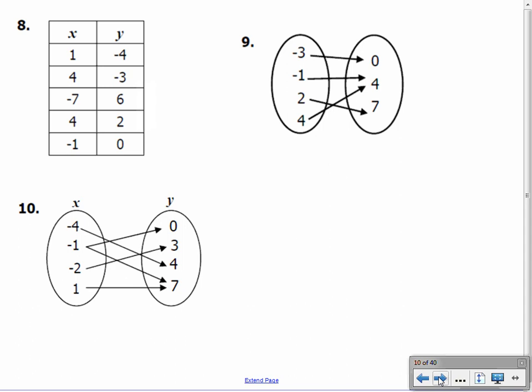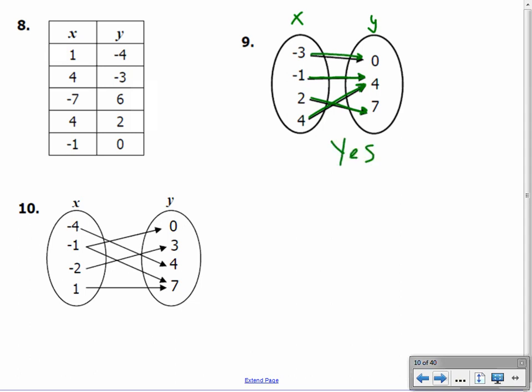Okay, I want to talk about these mapping diagrams. So with the mapping diagrams, remember that the x's are on the left, the y's are on the right. And to tell if each x has one y value it's paired with, you need to make sure that each x value has only one arrow leaving. So each x value is paired up with exactly one y value. So this would be an example of a function.